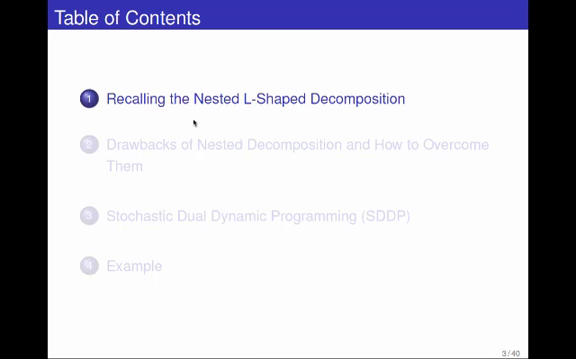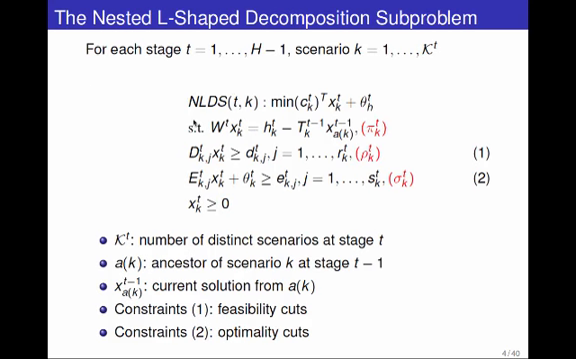Okay, so recalling what nested decomposition does. If you remember, our building block in nested decomposition was this problem that we call an NLDS. It's a linear program, and it looks at a specific time period and a specific scenario K. And what it contains is the immediate cost for that period and scenario, plus the cost to go, assuming that in the future we do things optimally. Now, this cost to go, like in the L-shaped algorithm, is a piecewise linear function of the x that we decide now for this scenario.